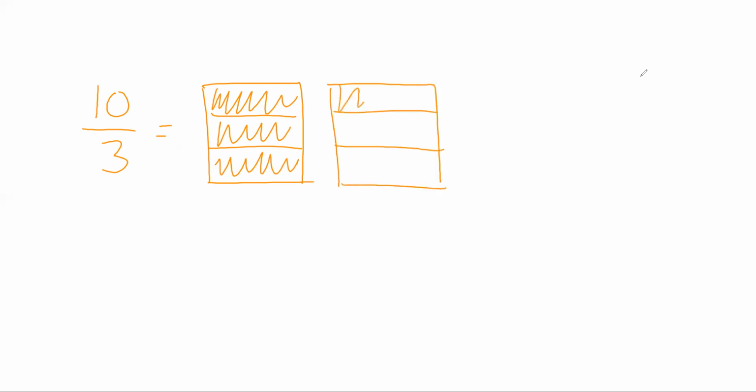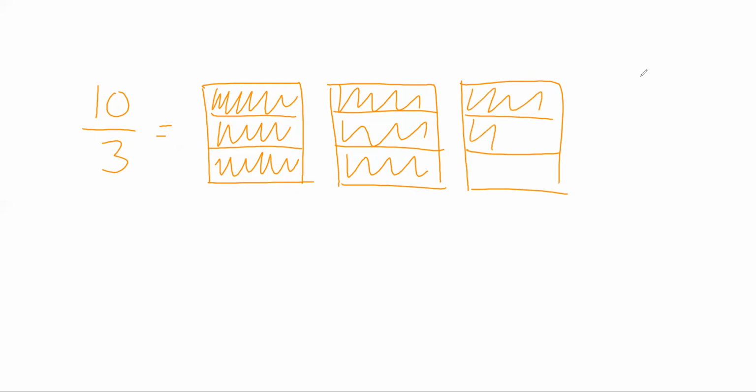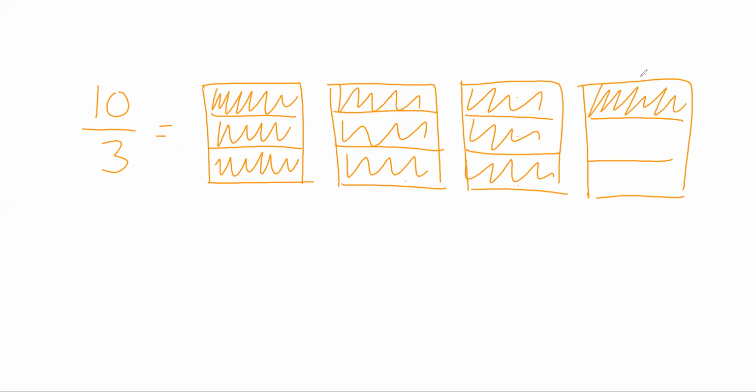Okay, so 1, 2, 3, 4, 5, 6. Okay, so that's not enough. So let's make another model. 6, 7, 8, 9. It's still not enough. I need 10, so let's make another model. So 1, 2, 3, 4, 5, 6, 7, 8, 9, and 10. So there's 10/3.